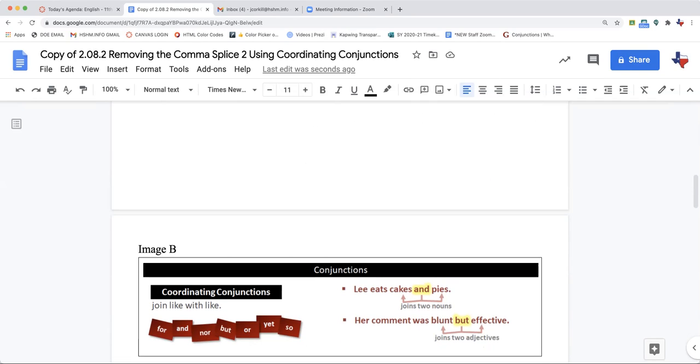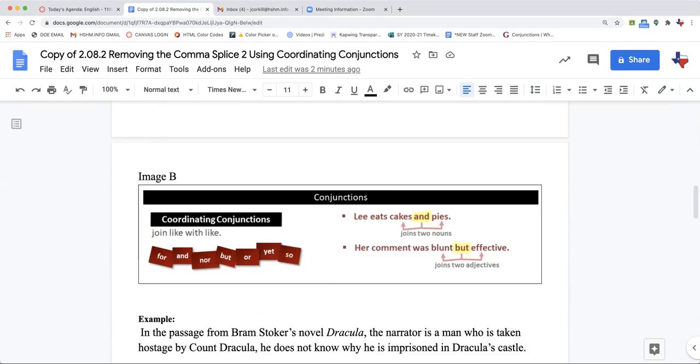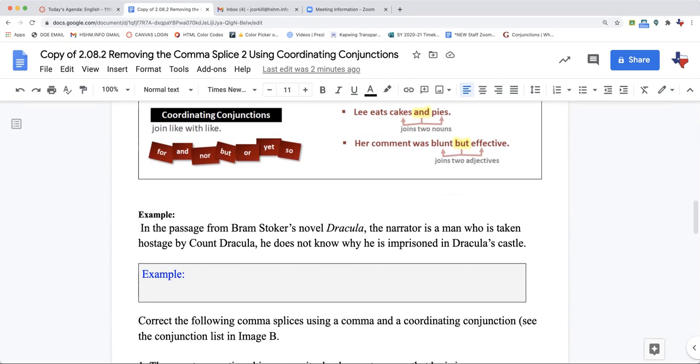Image B, I have the coordinating conjunctions for you right here. Join with words like for, and, nor, but, or, yet, so. And here's an example. I'll do the example for you. In the passage from Bram Stoker's novel Dracula, the narrator is a man who is taken hostage by Count Dracula. He does not know why he is imprisoned in Dracula's castle. All right. So where do I need to put a coordinating conjunction?